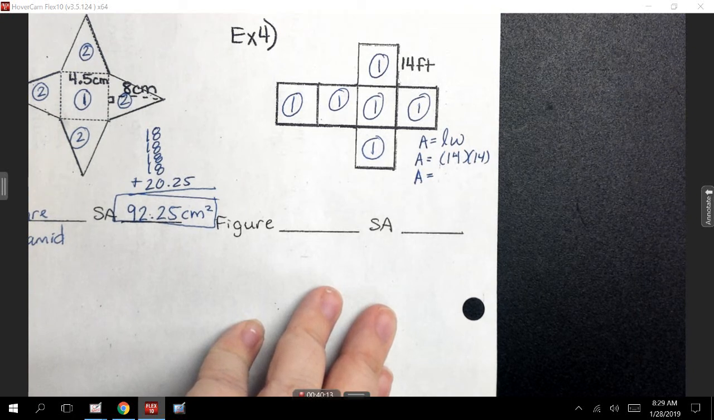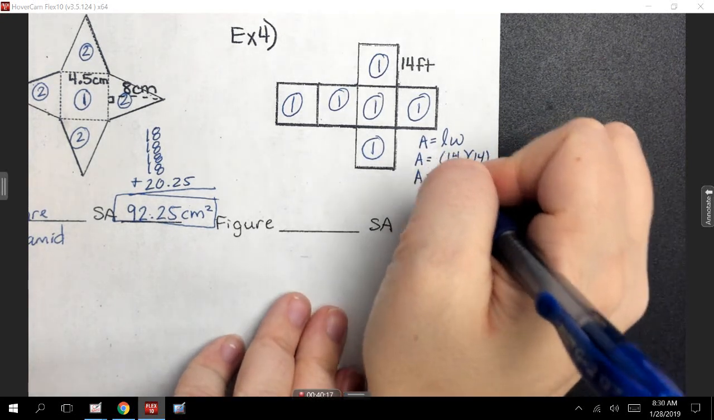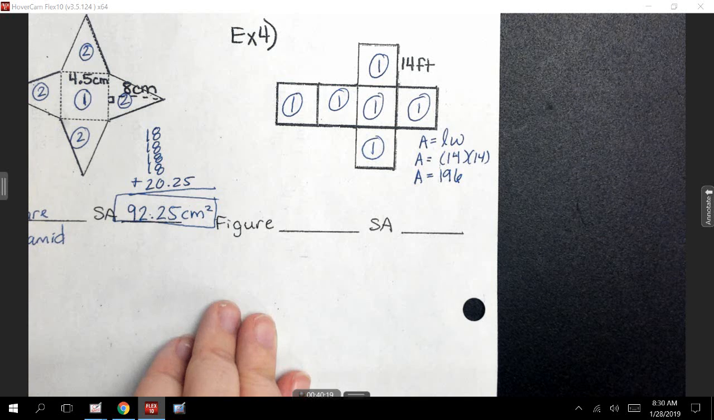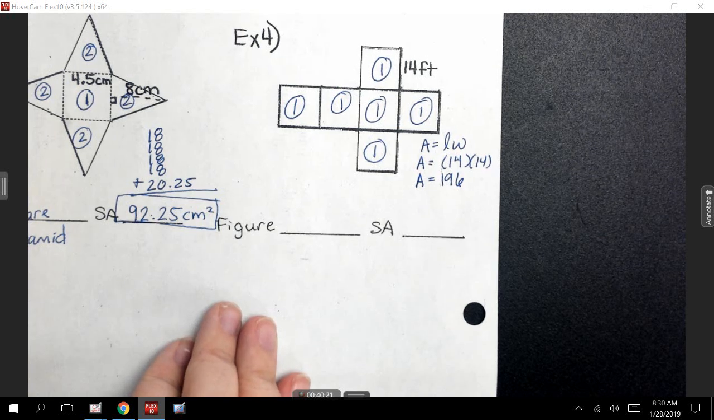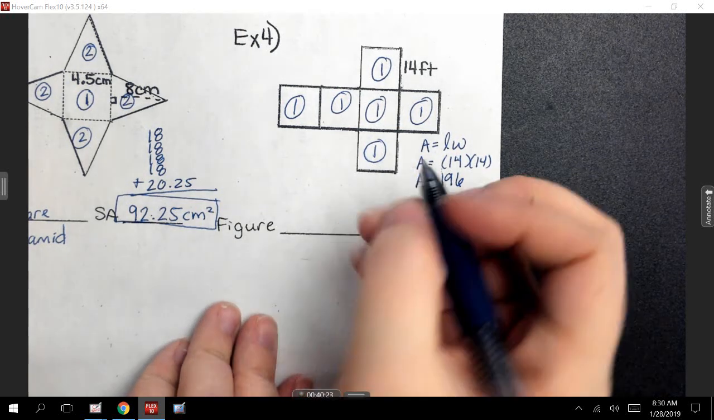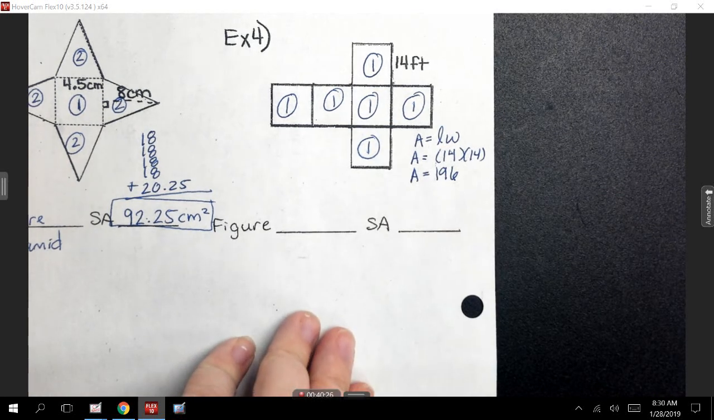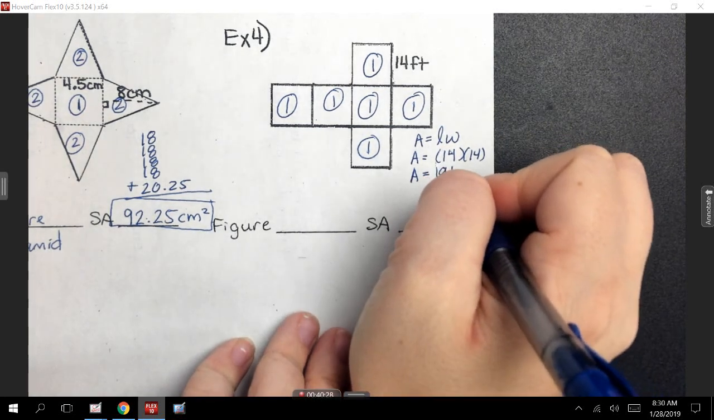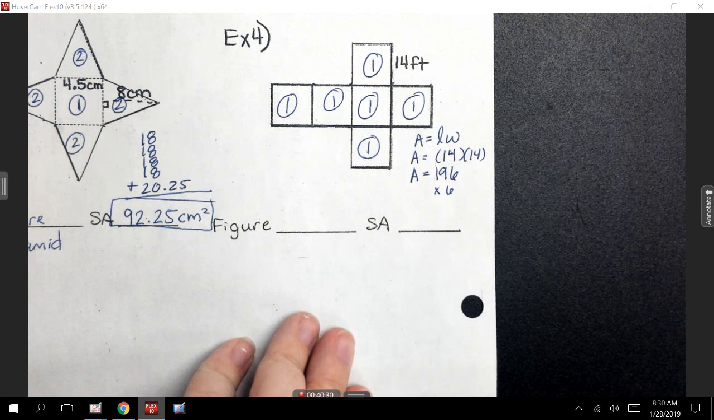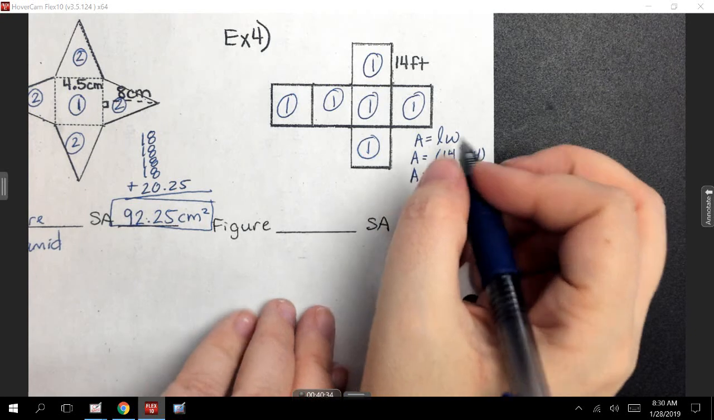Rachel? 196. And is that my final answer? No. What do I need to do now to that answer? Trent? I would just do times 6. If you want to add it 6 times, you can, but then you might make a mistake in your calculator and it gets wrong. What do I get for my answer here, Trent?